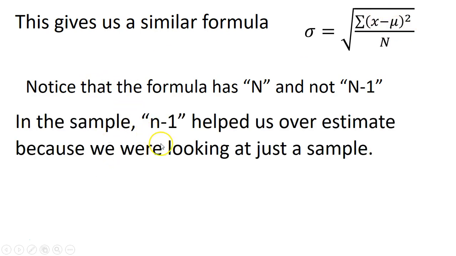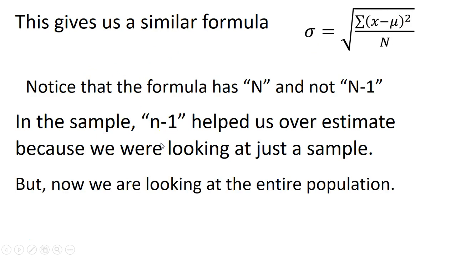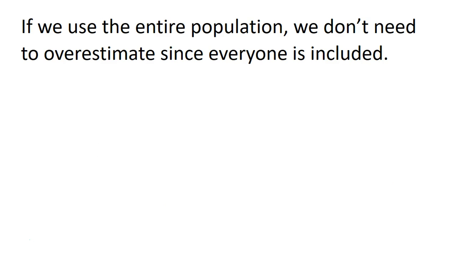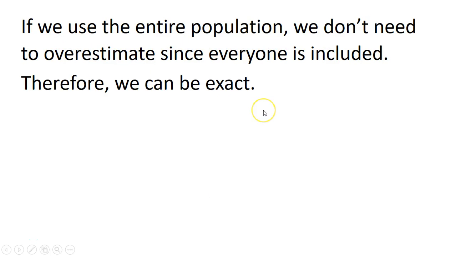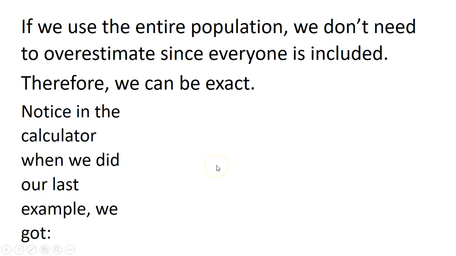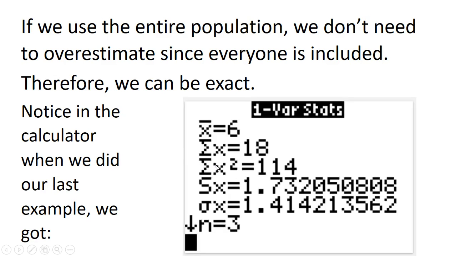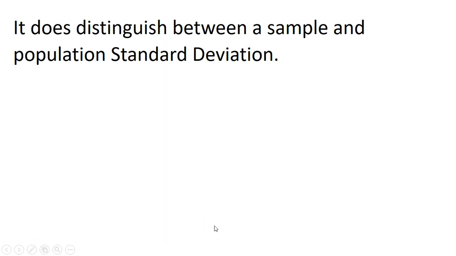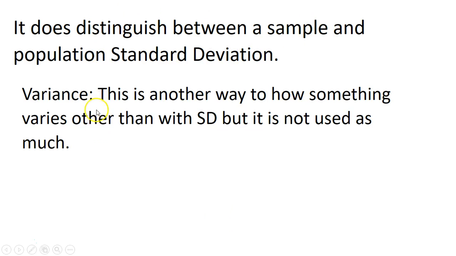All right, in the sample, we used n minus 1. It helped us overestimate because we were looking at just a sample, but now we are looking at the entire population, so I don't need to worry about an overestimate. I know the exact number of people. And if we use the entire population, we don't need to overestimate since everyone is included in there, and therefore we can be exact. Notice in the calculator when we did our last example, this is what we got, right? Remember that. It does distinguish between the sample and population for standard deviation.